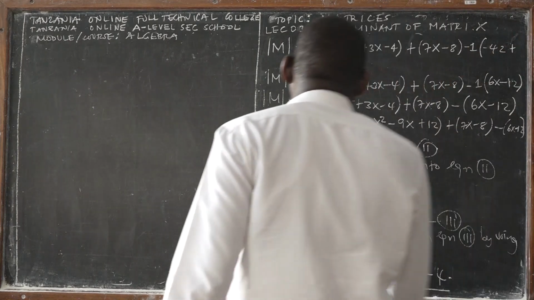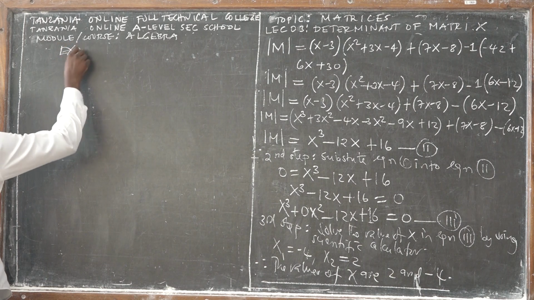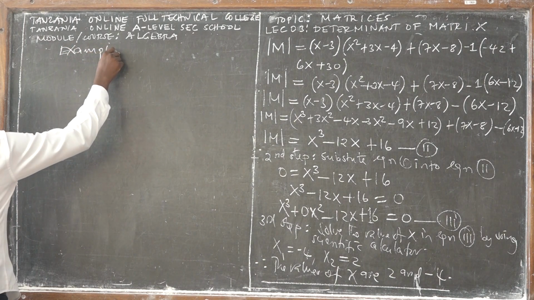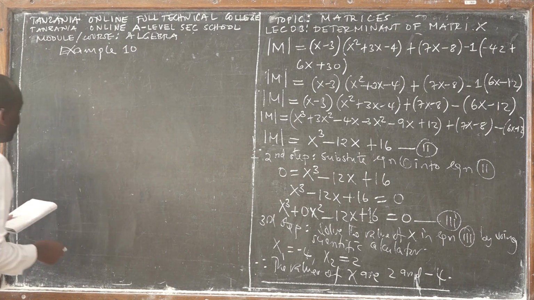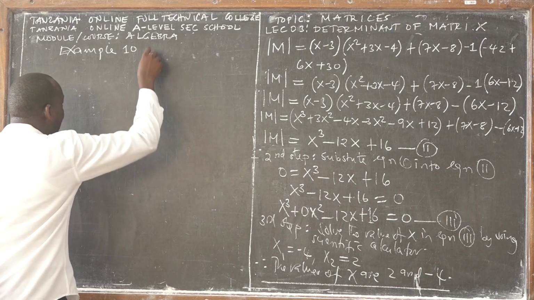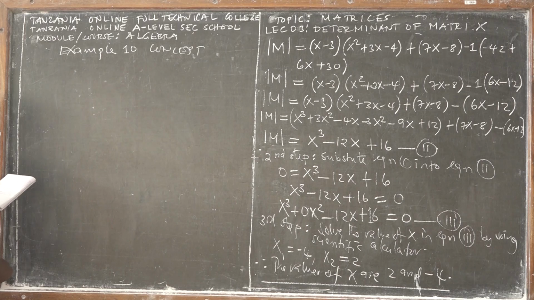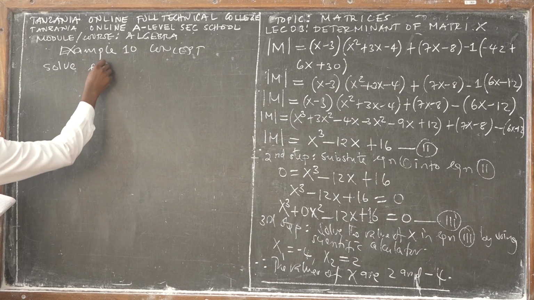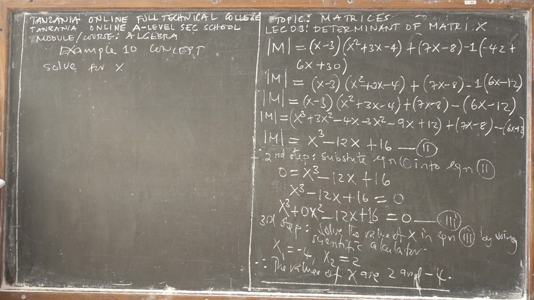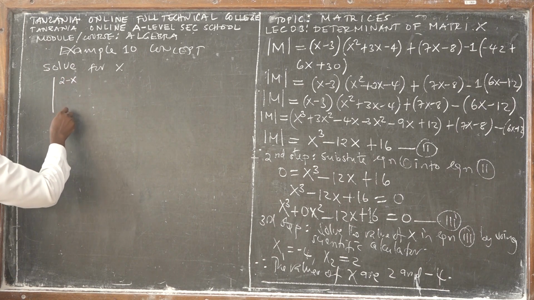Okay, so now let me give you an example, a practice question. Example 10. It's a kind of conceptual question also. You have to be careful, but you follow the same steps as the one before. You may be asked to solve for x, and you have to be careful in writing, because sometimes you may make mistakes.